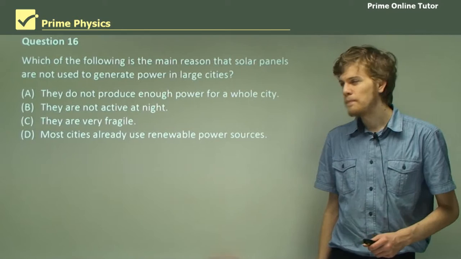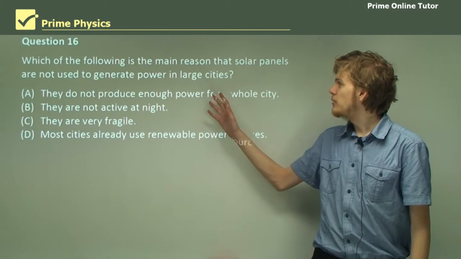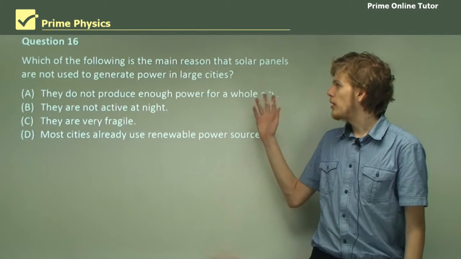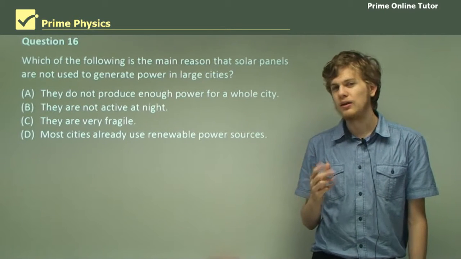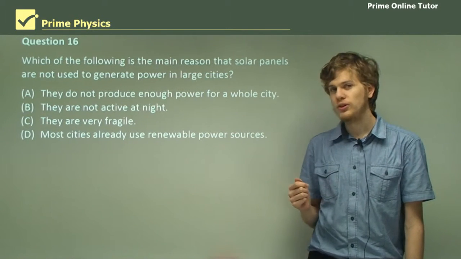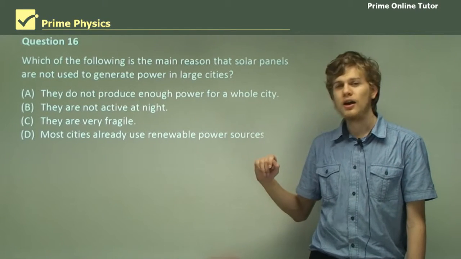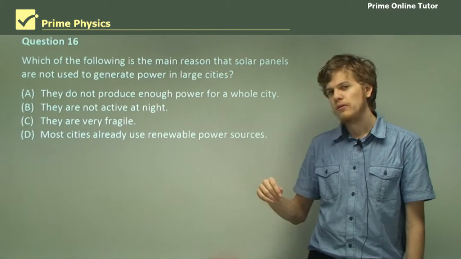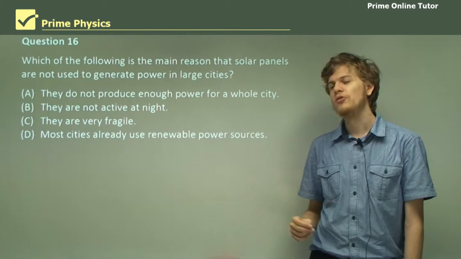Question 16. Which of the following is the main reason that solar panels are not used to generate power in large cities? Is it because they do not have enough power for a whole city, they are not active at night, they are very fragile, or because most cities already have a renewable power source?